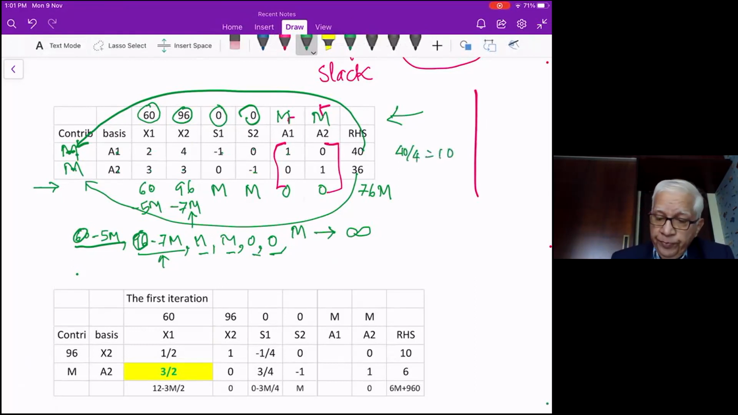Is 10. Then 36 divided by 3 is 12. So the two ratios are 10 and 12. Which of them is lower? Obviously 10. Therefore, the first row is the outgoing row. And the first row is the A1 row. So A1 goes out.